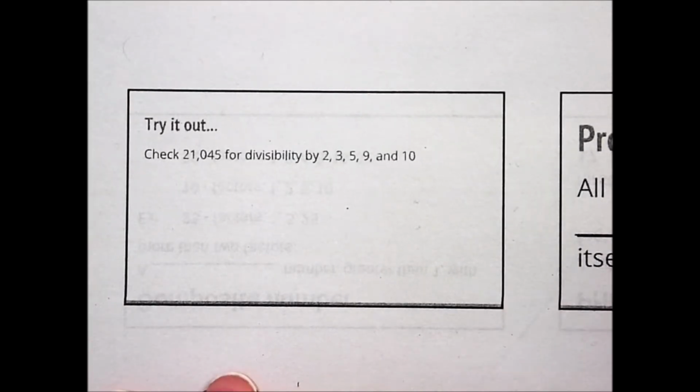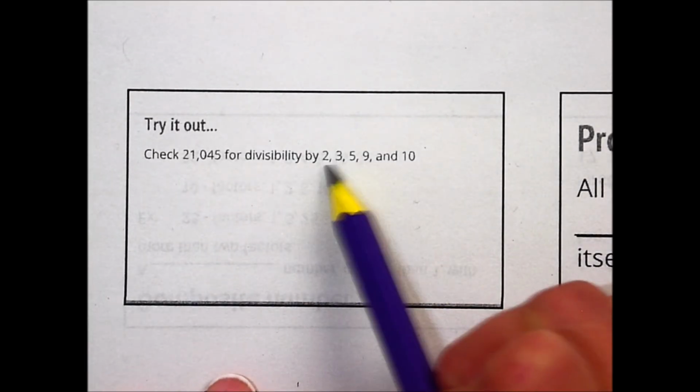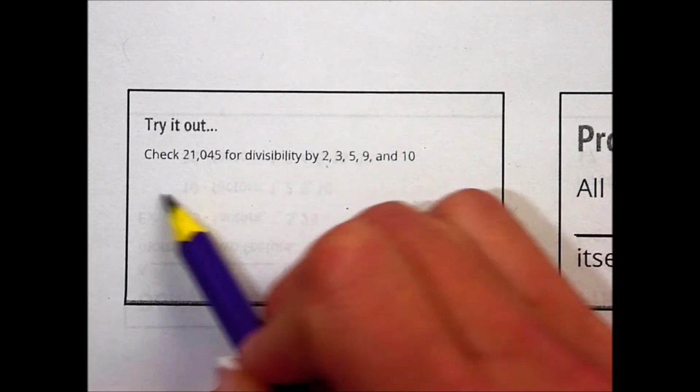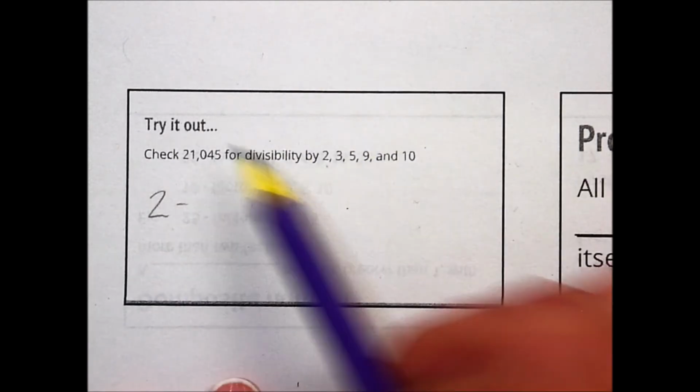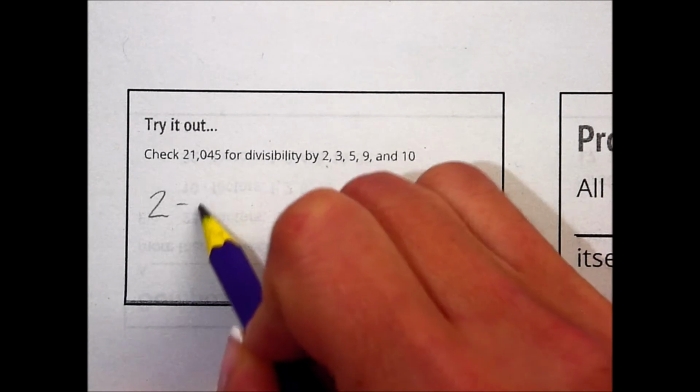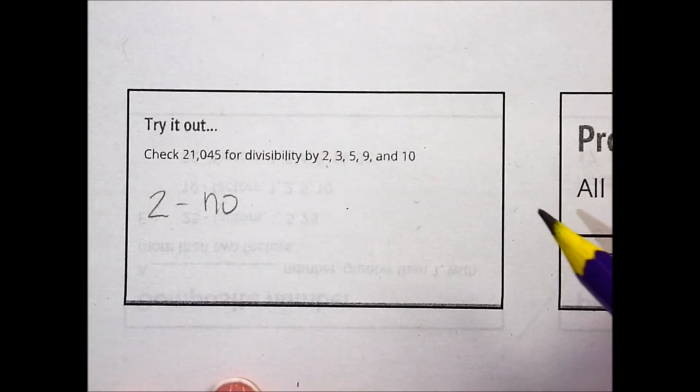Let's try it out. So we have a large number, 21,045. Let's check for divisibility by these numbers. First, we'll start with 2. This number ends with a 5. The last digit is a 5, so that is not even. So no, it is not divisible by 2.